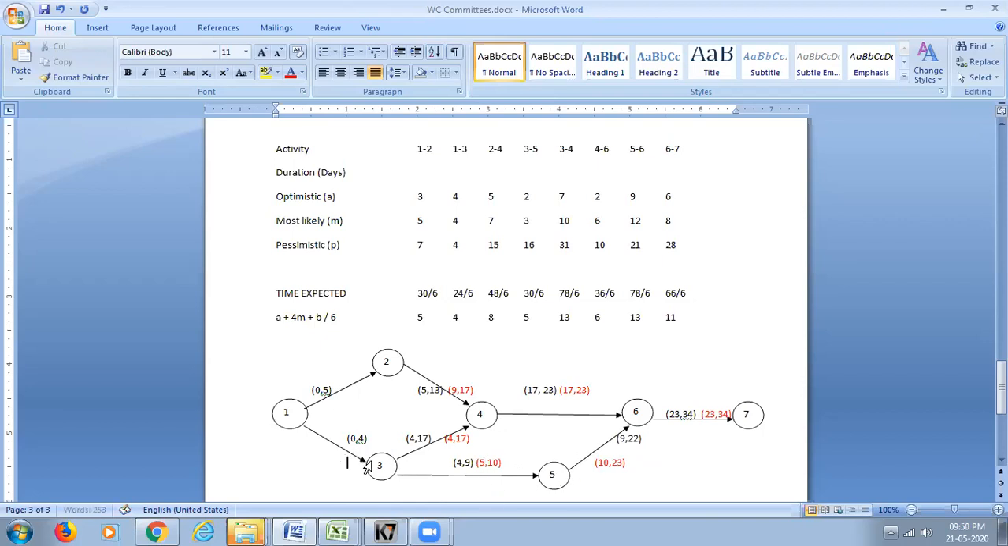Now it is activity 1 to 3. There are two timings. 3 to 4, starting time is 4. 3 to 5, starting time is 5. When there are two timings and when you come backward, choose the smaller timing, which means 4 is the smaller one. Choose that. So the finishing time is 4. That means 1 to 3 is 4. 4 minus 4 is 0.